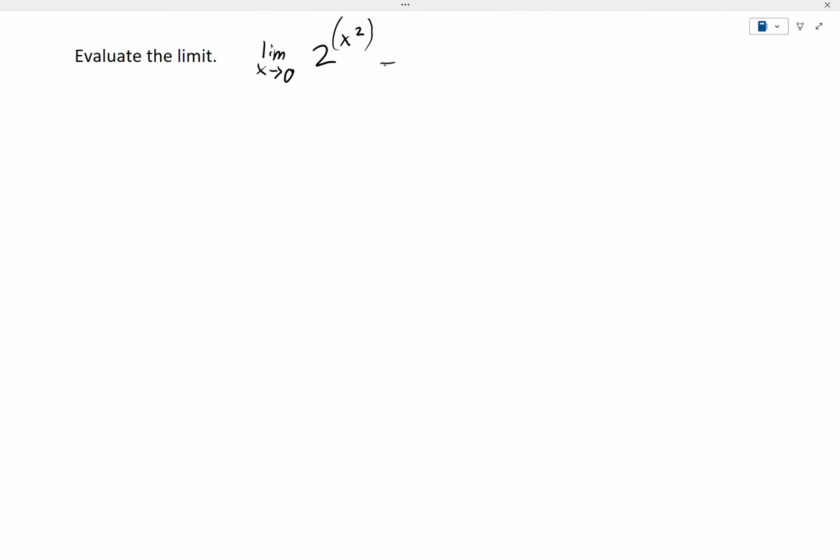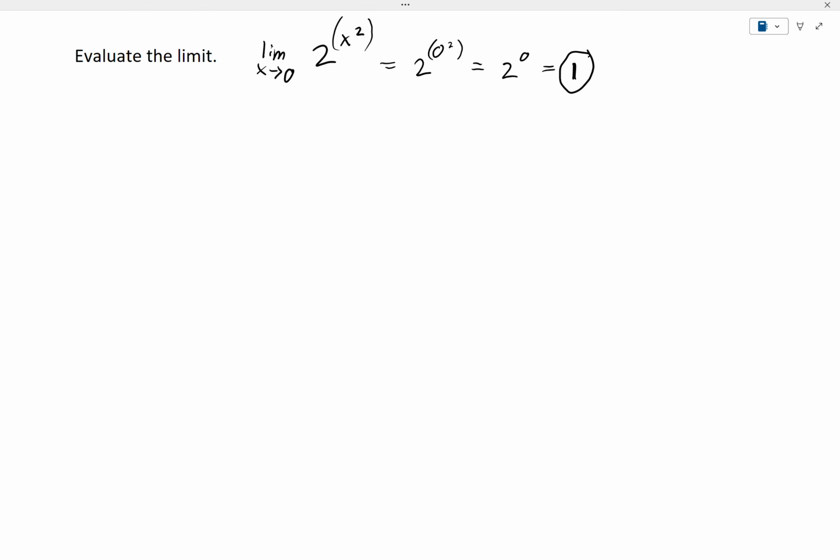So if I plug in 0, we end up getting 2 to the 0 squared, which is just 2 to the 0. And anything to the 0 power is 1. So for this limit, we end up getting 1. And that's the answer to this.